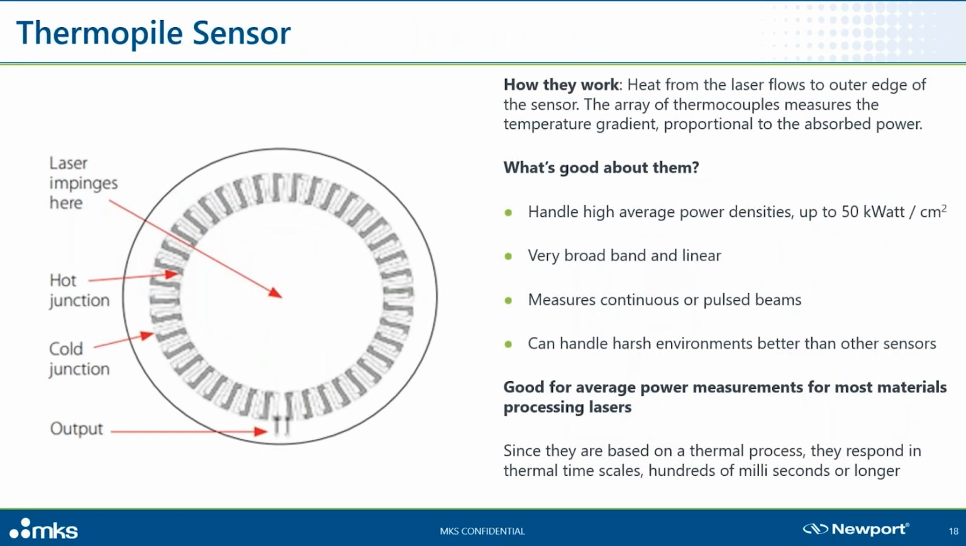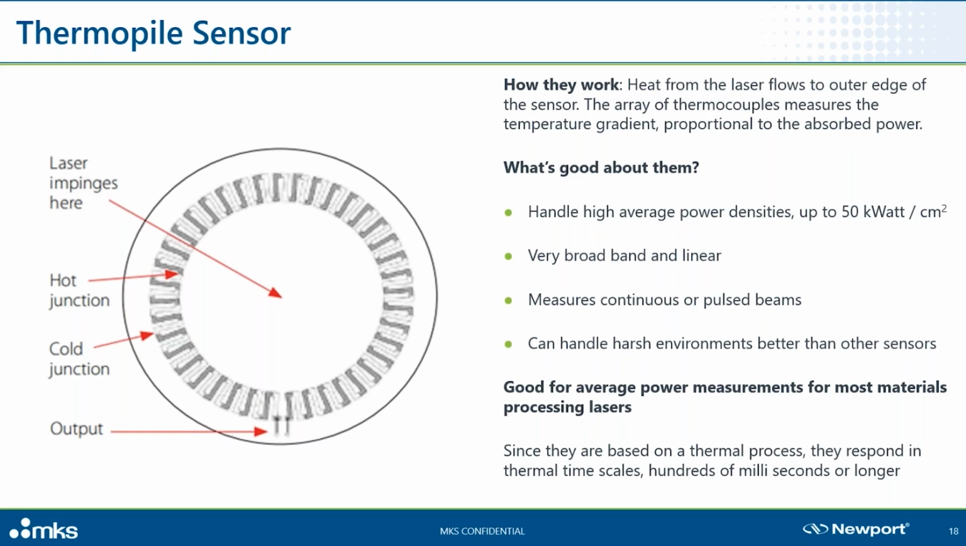If you have a thermopile sensor, it might be that easy. This is a coated metal disc that absorbs laser energy and converts to heat. Out on the edge, there's a series of thermocouples to measure temperature gradient, which is proportional to the absorbed power. These are nice because they are simple and easy to use. They work with a lot of lasers and they can handle high power.